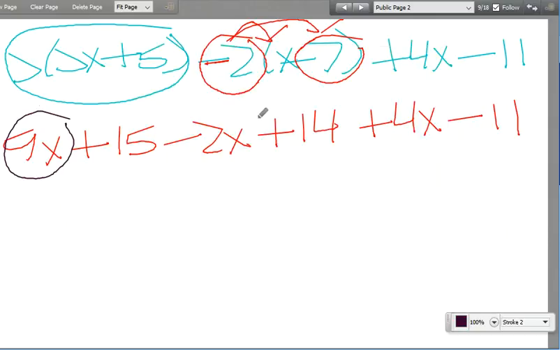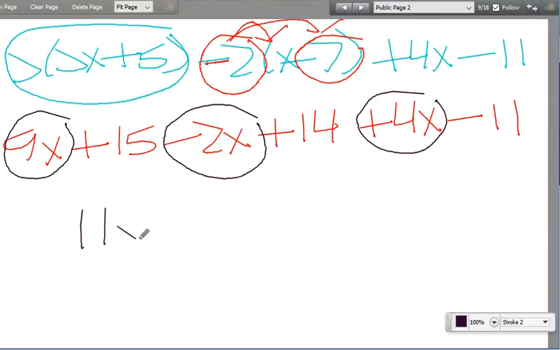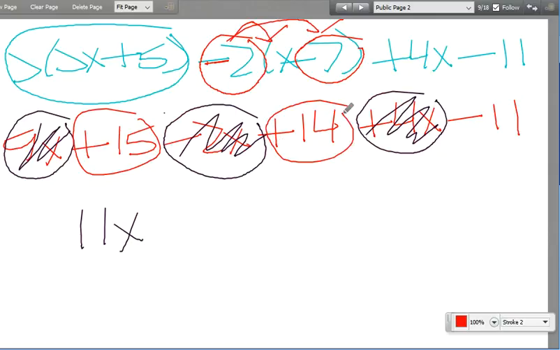9x, negative 2x, and positive 4x. Those are all like terms. So 9 minus 2 is 7. 7 plus 4 is 11x. Okay, so we just took care of these ones. Now we can take care of these ones. We have 15, we have positive 14, and we have negative 11. So 15 plus 14 is 29. 29 minus 11 is 18.